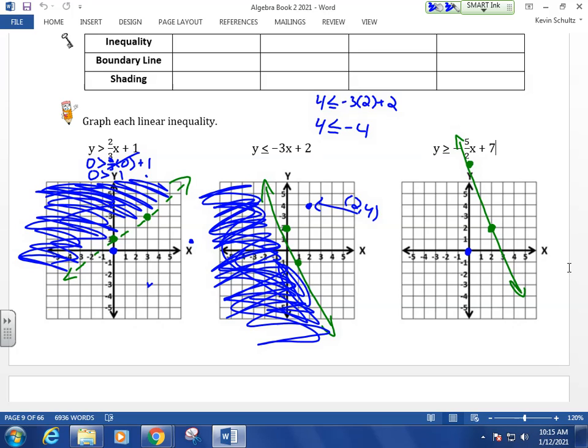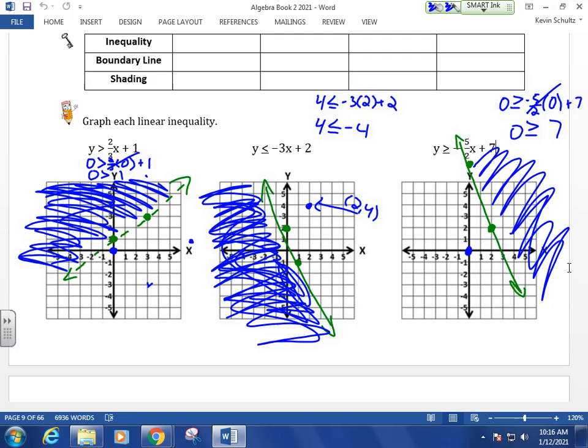Why not? Okay. Testing 0, 0 means we're going to plug in 0 for y, 0 for x. The fun part about 0, 0 is that negative 5 halves times x all cancels out. And we're left with 0 is greater than or equal to 7. True or false? False. I heard someone say true, false. 0 is not greater than or equal to 7. Therefore, we're shading the other side of the line. Okay.